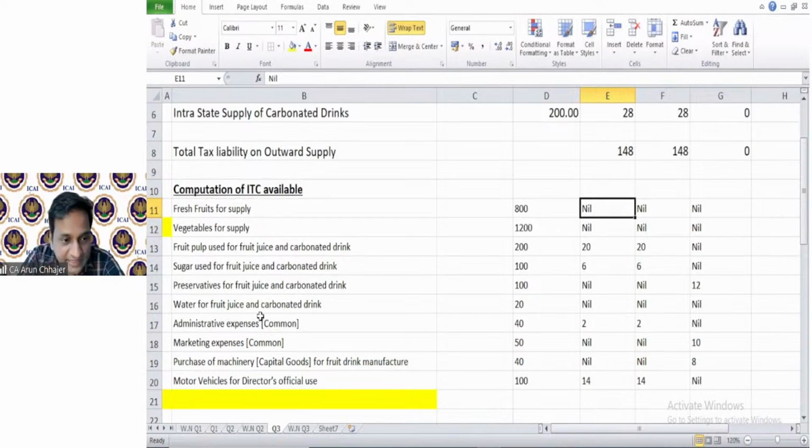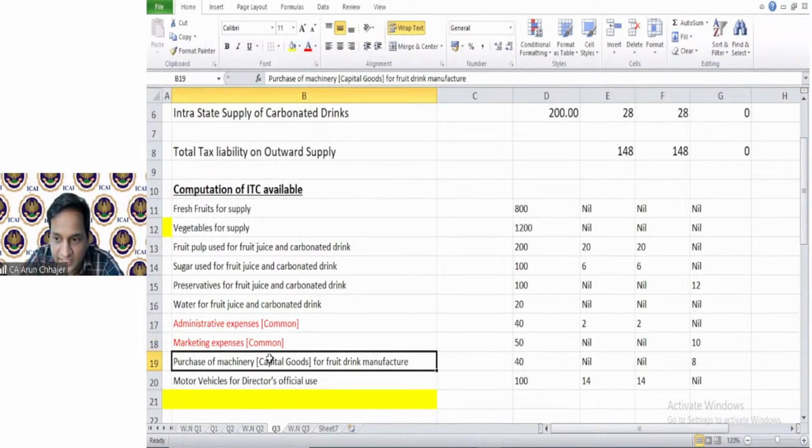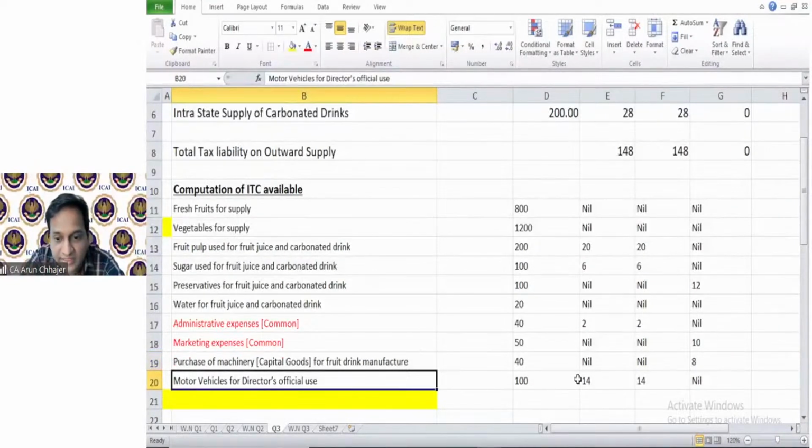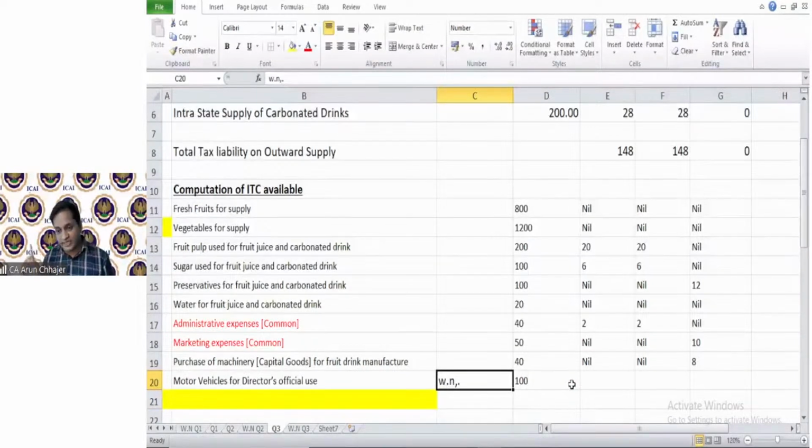So let me read once again. This is the common ITC. This is the common ITC. This is exclusively linked to the taxable supply. I am not required to reverse any component. Motor vehicle, I cannot use any ITC because it is covered under the block category. Here I have to write a working note. What to write, I have already given in the earlier question, so I'm not repeating. You can easily write that it is in the block category.